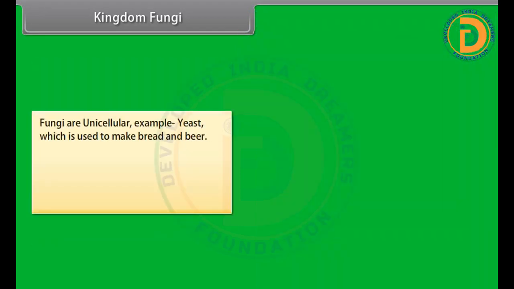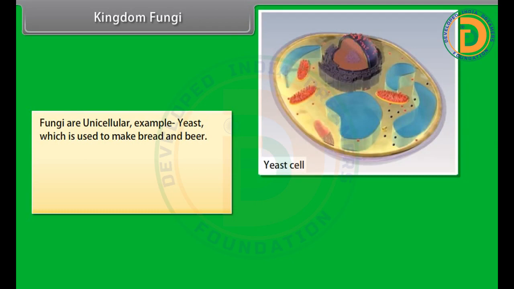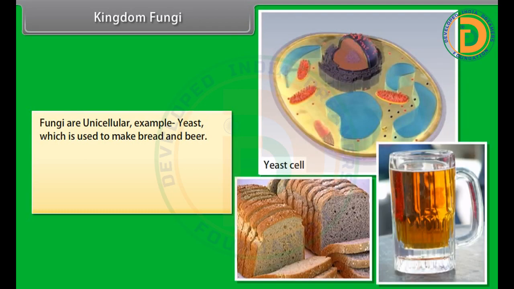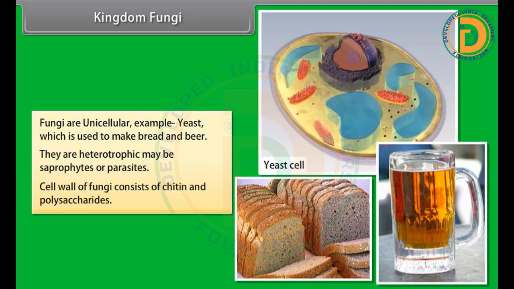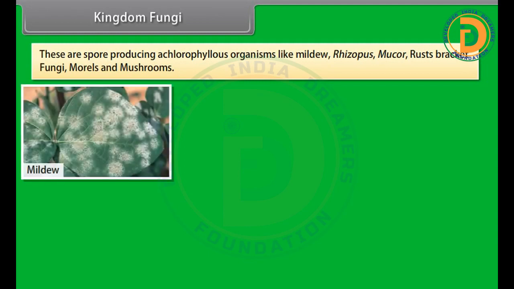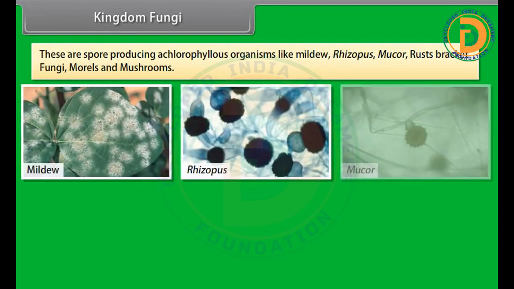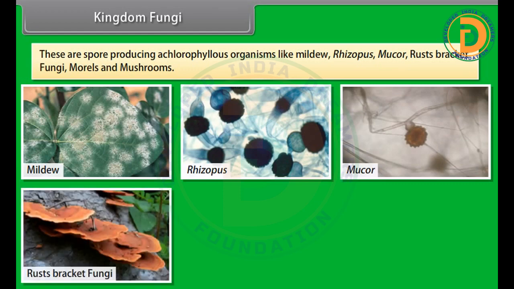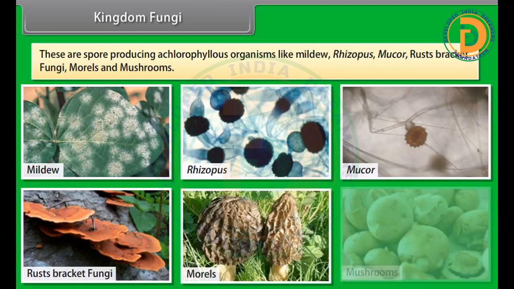Some fungi are unicellular. Example, yeast, which is used to make bread and beer. They are heterotrophic, may be saprophytes or parasites. The cell wall of fungi consists of chitin and polysaccharides. These are spore-producing achlorophyllous organisms like mildew, Rhizopus, Mucor, rusts, bracket fungi, morels, and mushrooms.